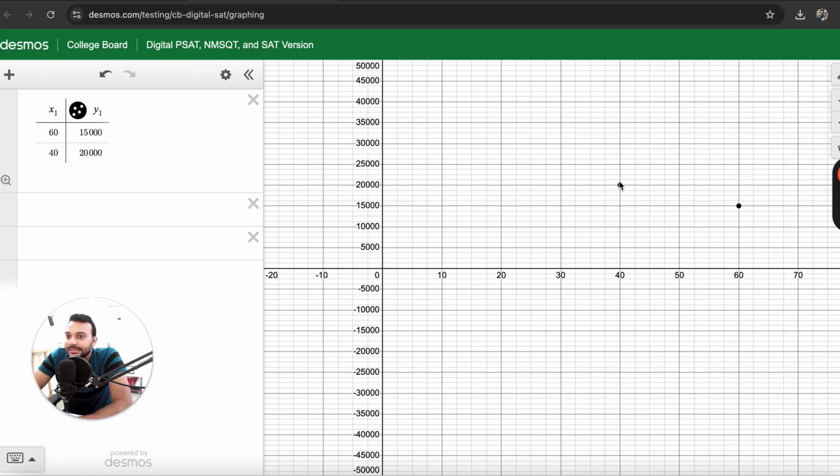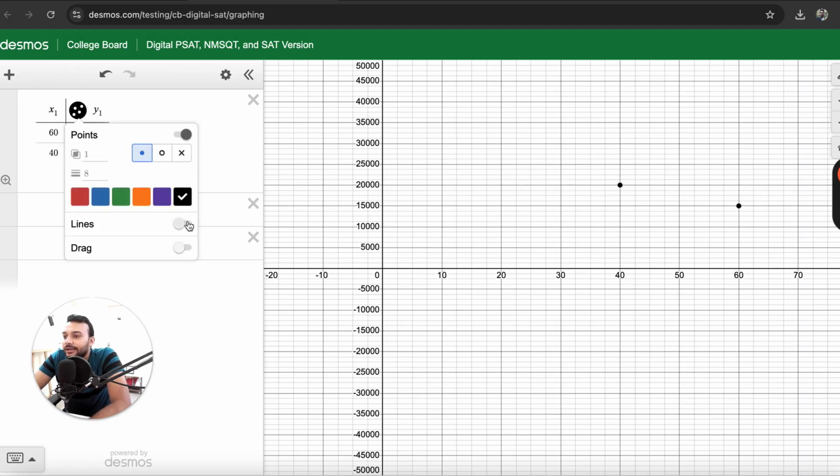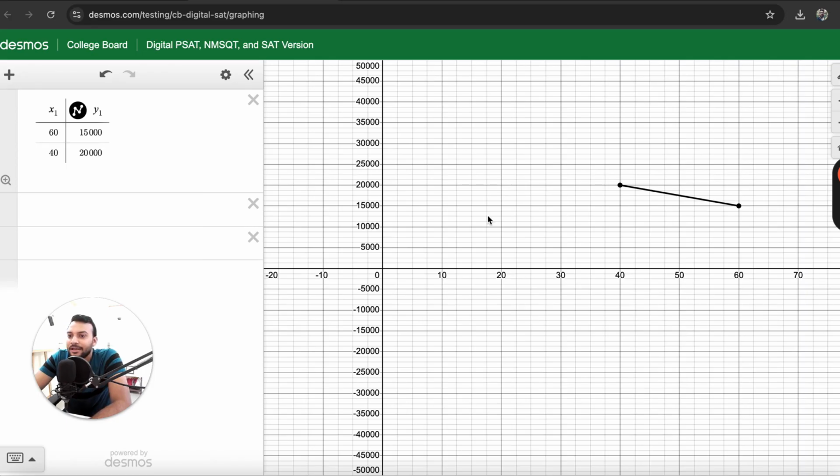Now, these 2 points, even if they're joined, so how do you join the 2 points? You long press on this icon, the black icon, and click on lines. You can see the type of line, dotted, dashed, whichever you want. So I'm taking a solid line. But this does not satisfy our purpose.